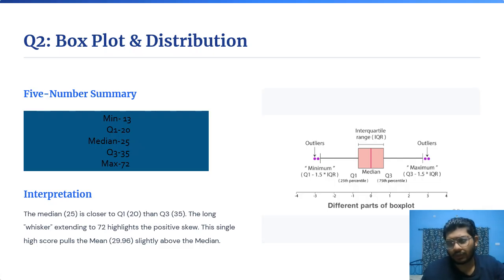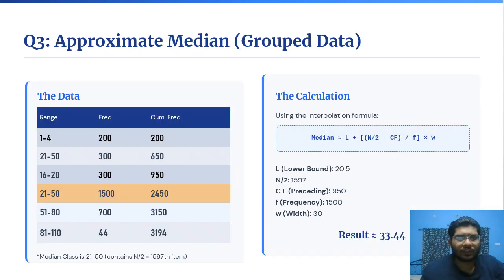Now we will be moving to question number 3. We are given a data set, and this is the range and frequency. Now we calculate the cumulative frequency from the frequency, and we will calculate the approximate median. So here we will be using the interpolation formula, which is median equals lower bound plus (n by 2 minus cumulative frequency) divided by frequency, into width.